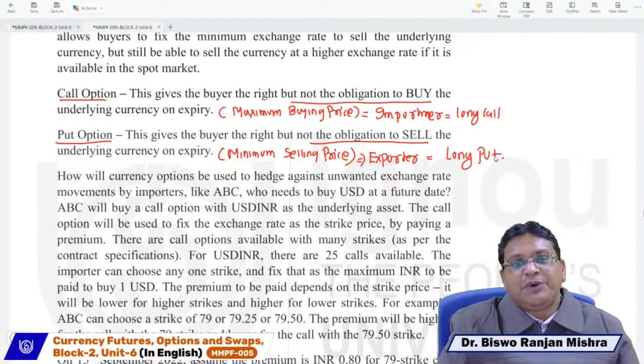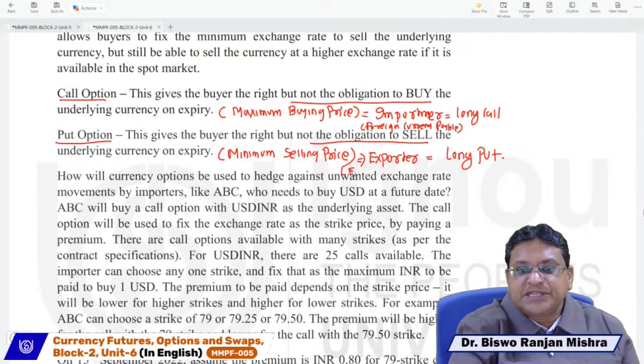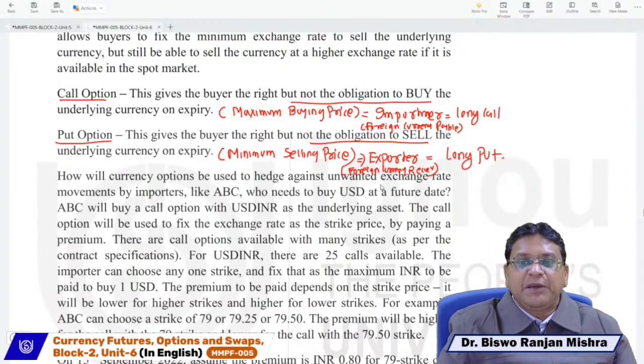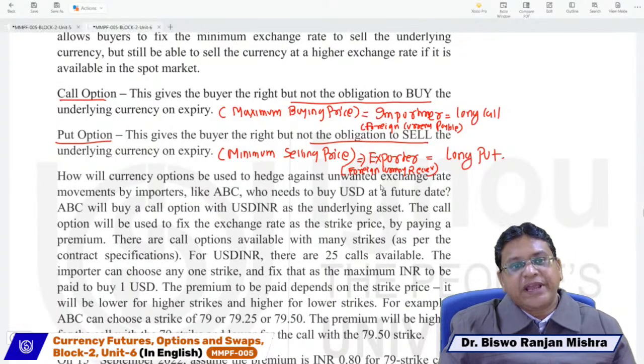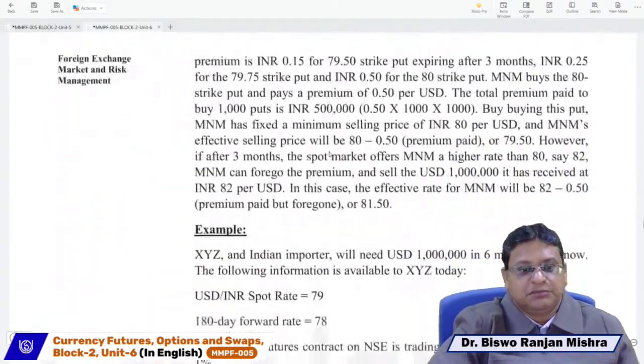With options, if you are an importer, if you have foreign currency payable, you will go for a long call. If you have foreign currency receivable, you will go for a long put. Foreign currency payable, long call. Foreign currency receivable, long put. Okay, with the help of these two strategies, you can reduce your foreign currency risk with the help of options.